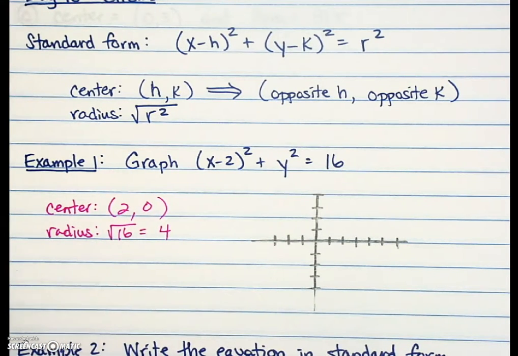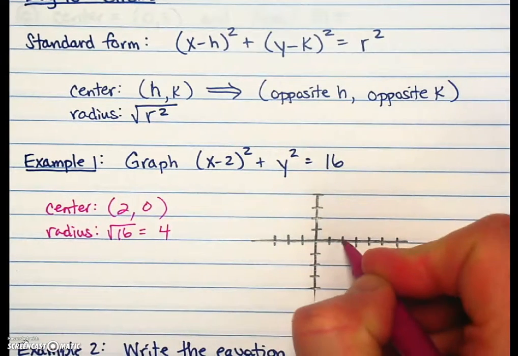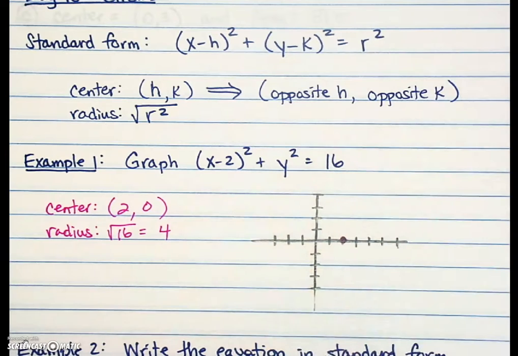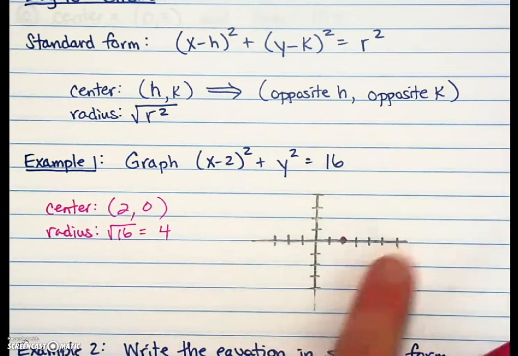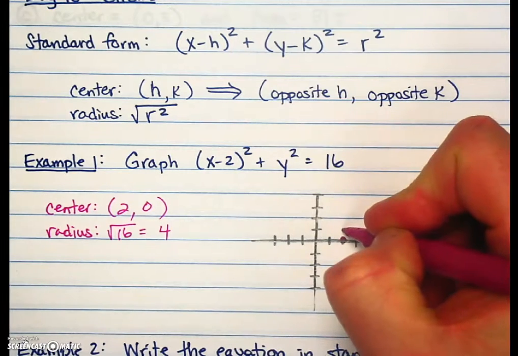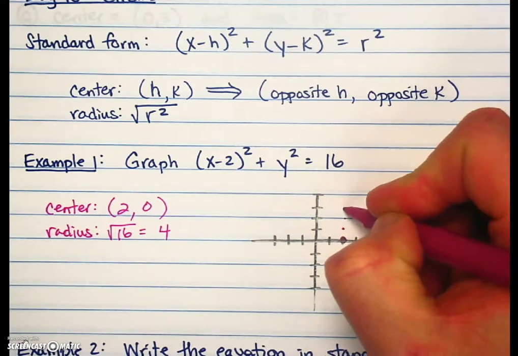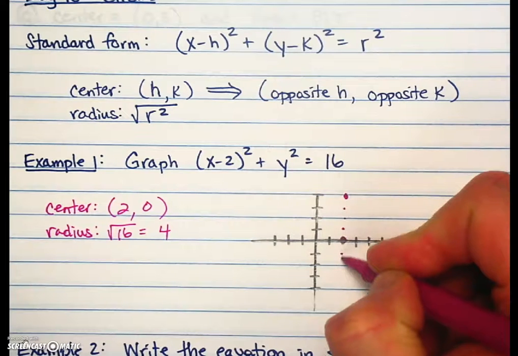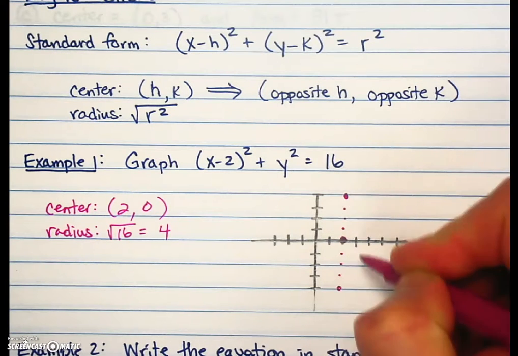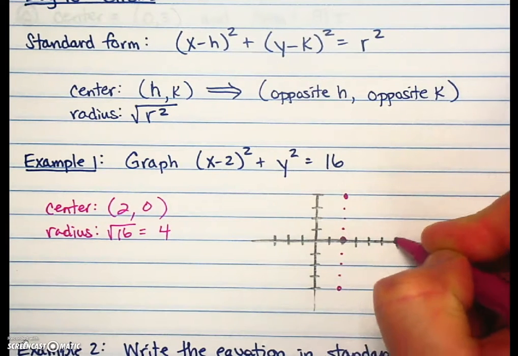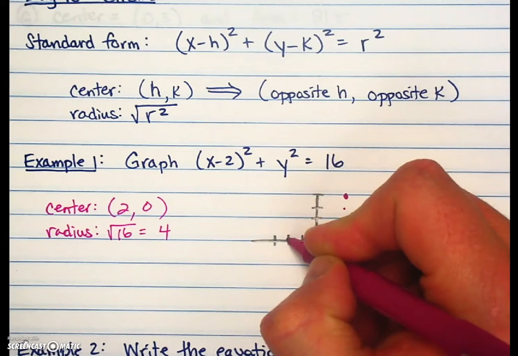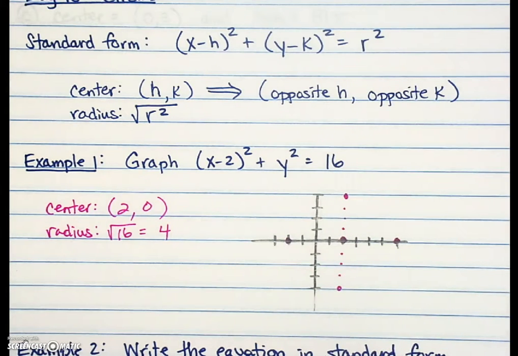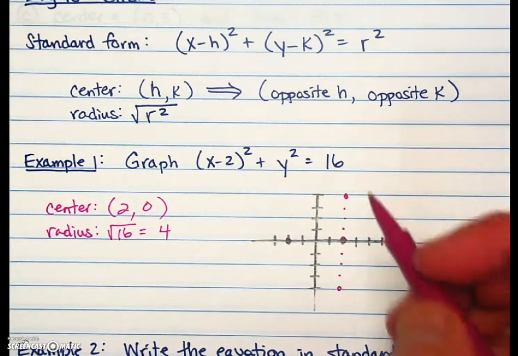Now, to graph that is fairly easy. We put the center on our coordinate grid, so I'm going to put the center at (2, 0). Since we're on the xy axis, you can only count up and down and left and right, so I'm going to count my radius out: up 4, down 4, to the right 4, and to the left 4. Then I'm just going to connect those in a circle.